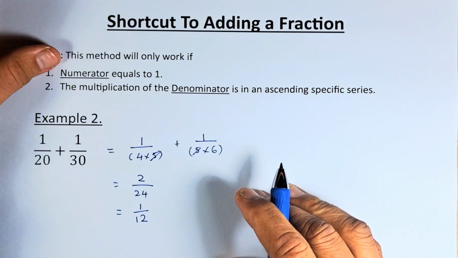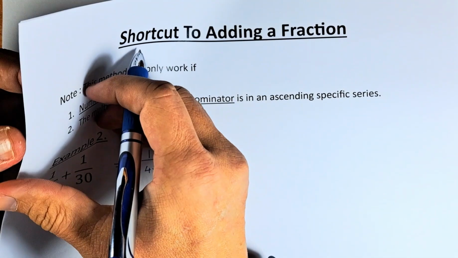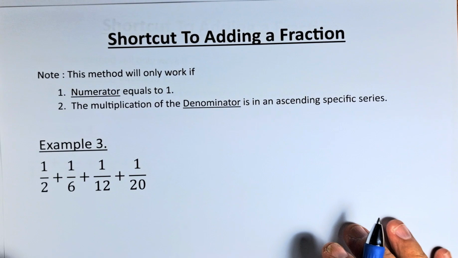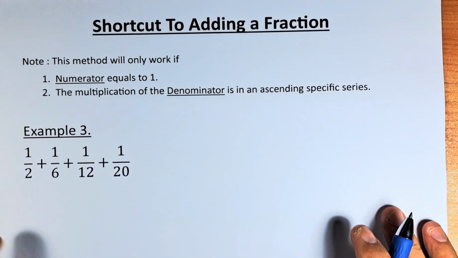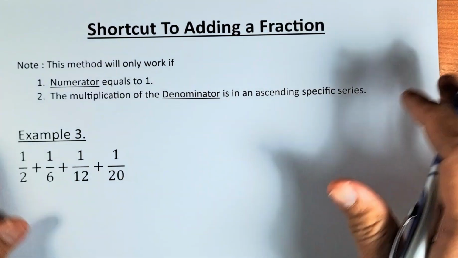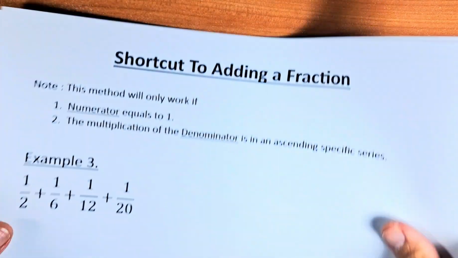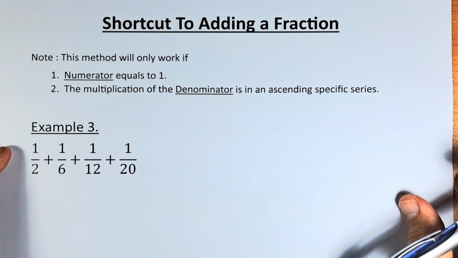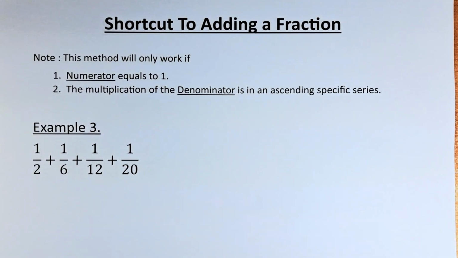Okay, so the next example is going to be slightly more difficult. This time we have 4 fractions, so we are going to try to simplify them. Okay, I adjust the paper again, sorry. So the next question is going to be 1 over 2 plus 1 over 6 plus 1 over 12 plus 1 over 20.